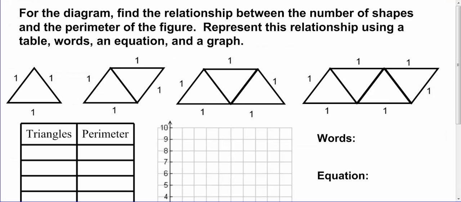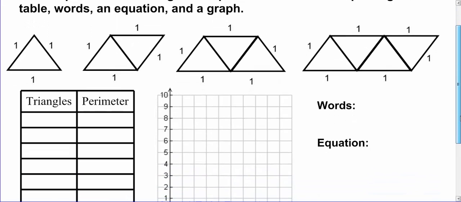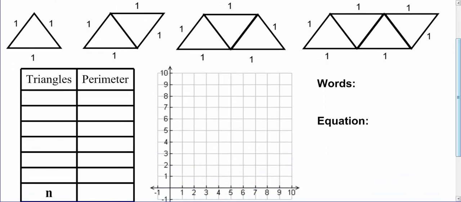So let's take a look at an example, and we'll use some of the terminology throughout this. For the diagram given, find the relationship between the number of shapes and the perimeter of the figure. Notice that I tweaked the instructions just a little bit. There were some extra unnecessary words in yours. Represent this relationship using a table, words, an equation, and a graph. So we're going crazy here. We're going to use lots of methods. All right, so let's do this.